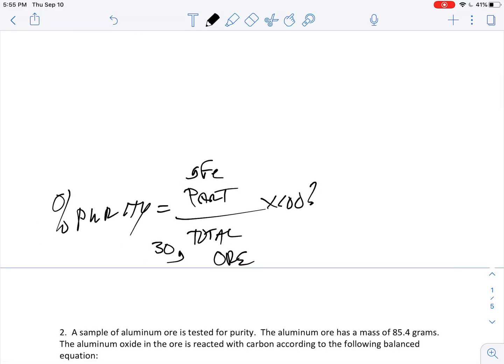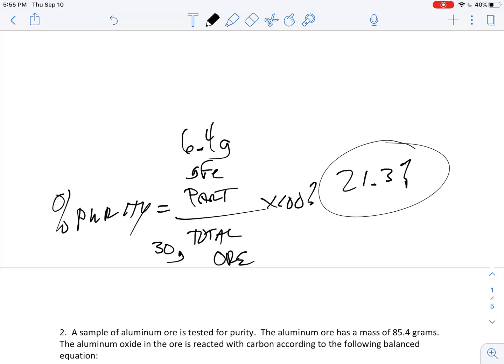So the actual part that you care about is 6.4 grams out of a total of 30 of the ore that they gave you, that you don't have to do anything with until now. And so you end up with about a 21.3% by mass, or a 21.3% purity.